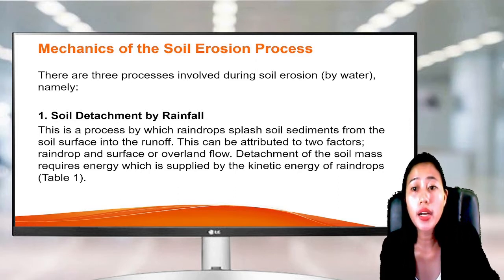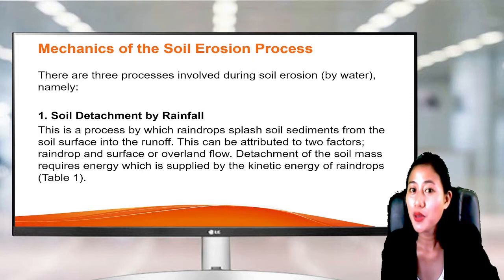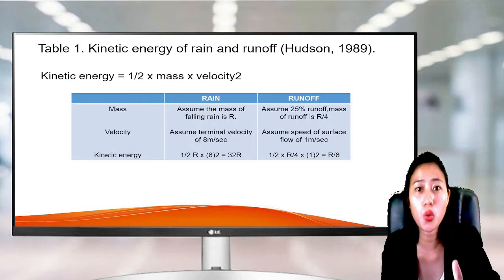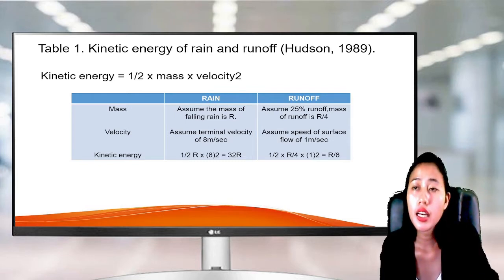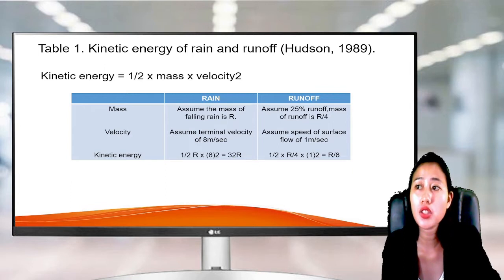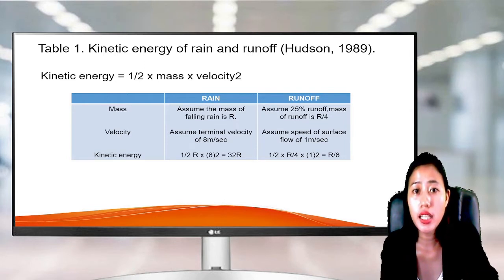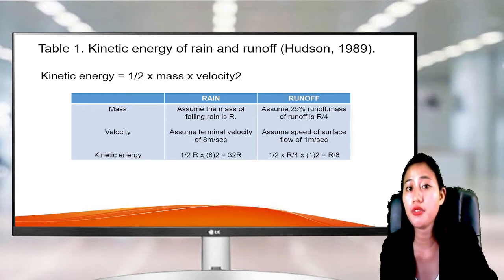Detachment of the soil mass requires energy which is supplied by the kinetic energy of raindrops. So here comes the physics. Table 1: the kinetic energy of rain and runoff. The kinetic energy formula is 1/2 times mass times velocity squared. For the mass of rain or runoff, we assume that the falling rain is R, so its symbol is R. Then for runoff, assume 25% runoff, so the mass of runoff is equal to R over 4, since 100% divided by 4 is 25%.